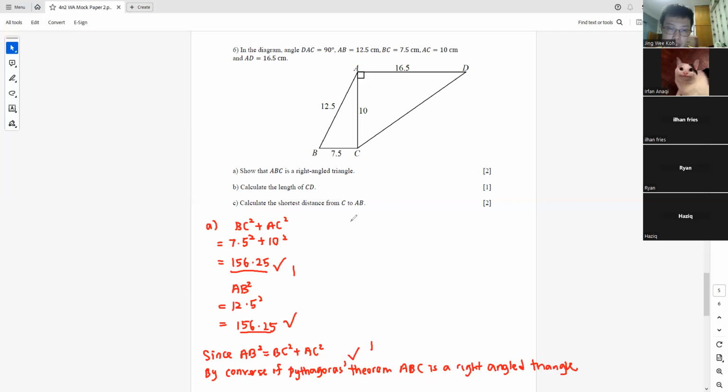Okay, part B, find the length CD. So you can see this is a right angle triangle. I can use Pythagoras to find my CD. So CD square equals to 10 square plus 16.5 square. So CD equals to 19.937. Approximately 19.9 cm.